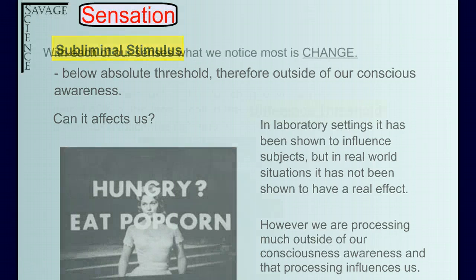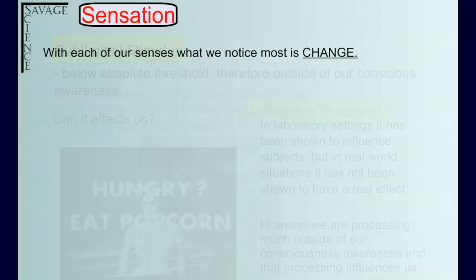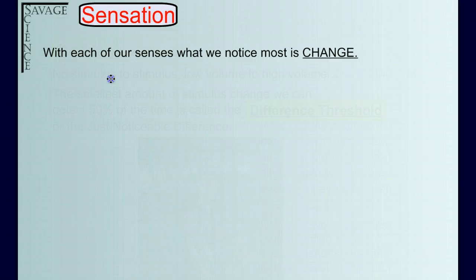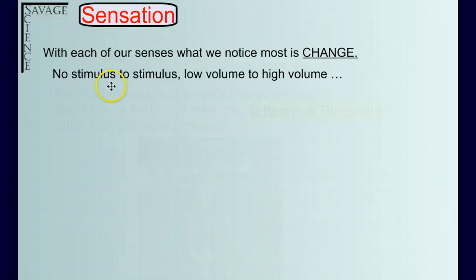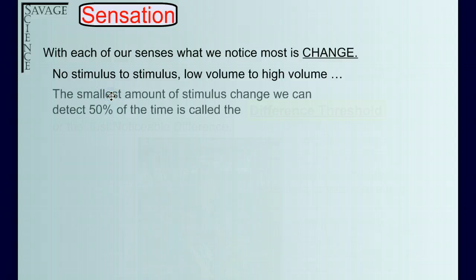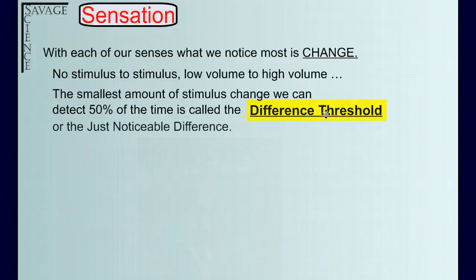What we do well, though, is notice change. When stimulus goes from no stimulus to stimulus, or for example, low volume to high volume, we notice that change in stimulus. So we have a name for this. The smallest amount of stimulus change that we can detect 50% of the time is called our difference threshold, or the just noticeable difference.